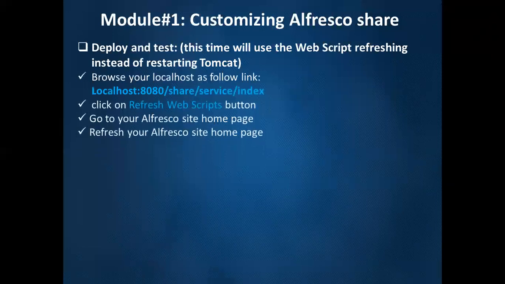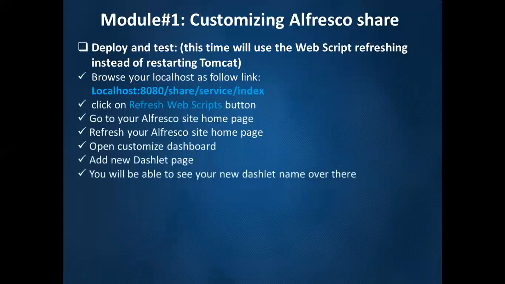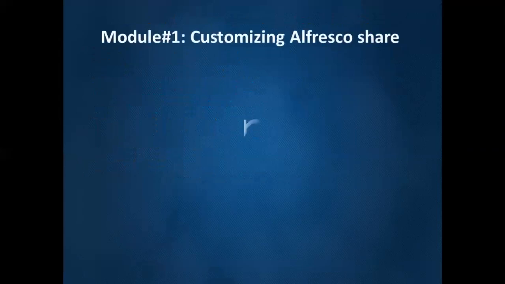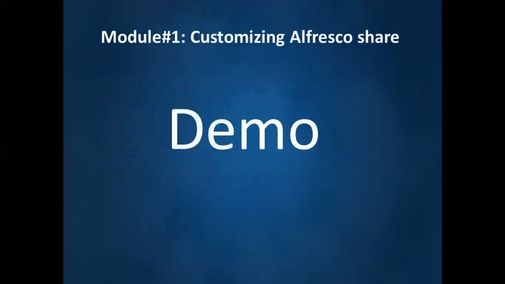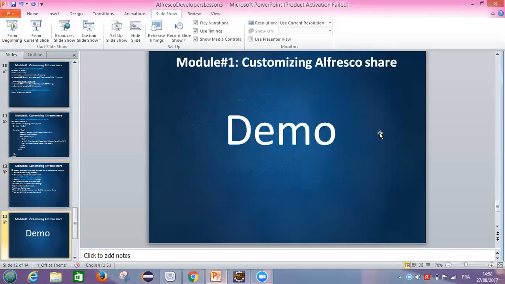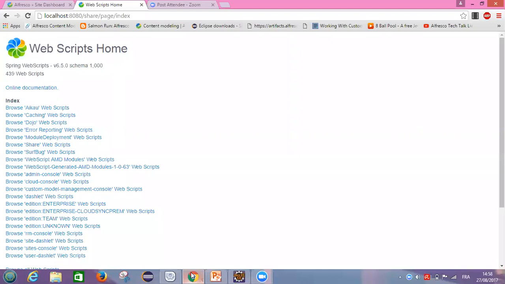Refresh your Alfresco site homepage. Open customize dashboard. Add a new dashlet page. You will be able to see your new dashlet name over there. You can add that on your dashboard, and by this way, you will be able to see your dashlets. Okay, let's move now to see how we can test and deploy our code.